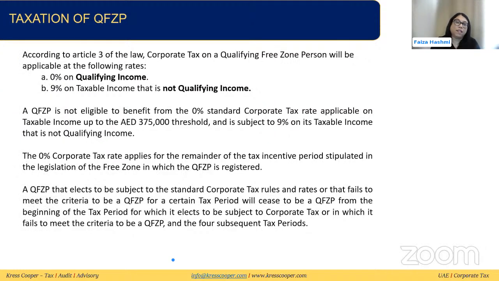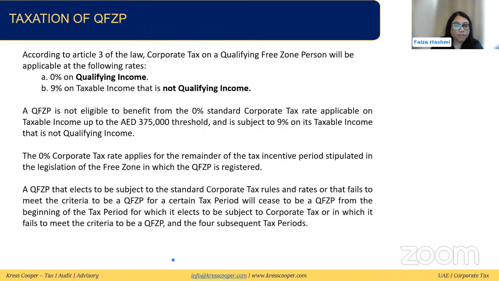Now, some of the other conditions, like we had discussed, are that the audited financial statement needs to be there even if no revenue is being earned, and then you should not elect to be taxed at the standard rate. Now, why would somebody want to be taxed at the standard rate? It could be that they want to be part of a tax group, because a qualifying free zone person cannot be part of a tax group, or they want to avail the small business relief, which is not available for a qualifying free zone person, or they might be seeing some other benefit of being taxed at 9%.